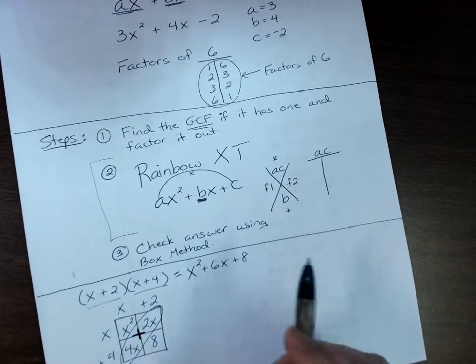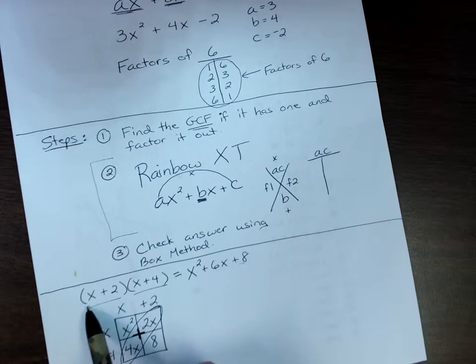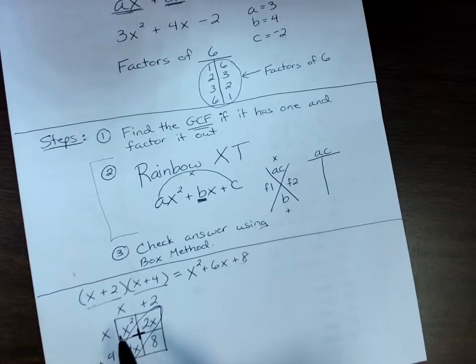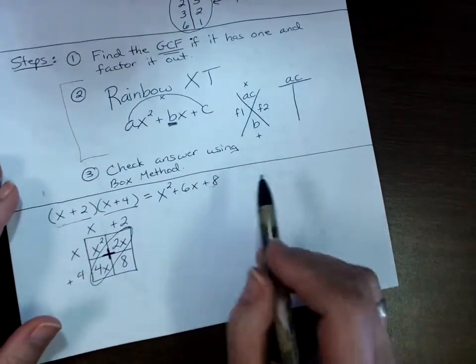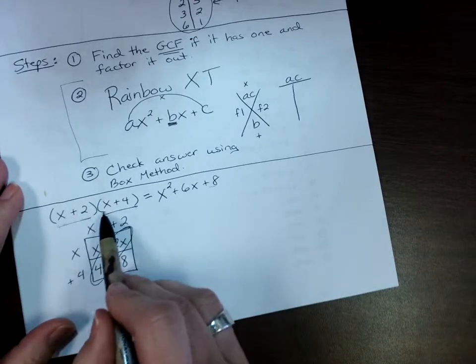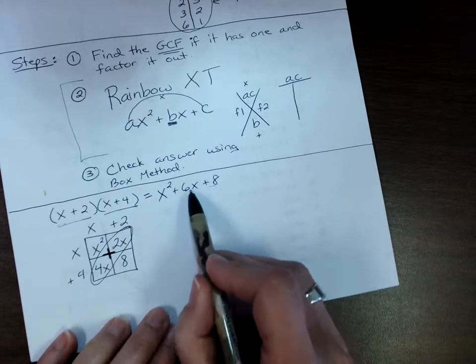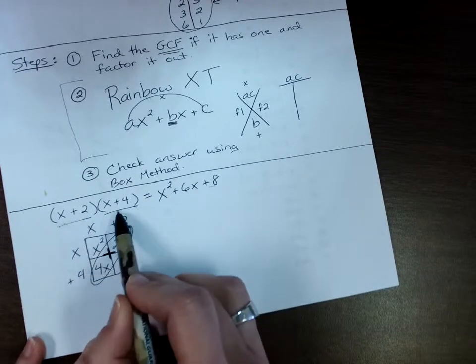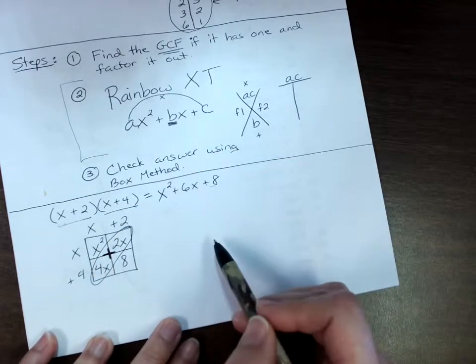Well, today we're going to give you the quadratic trinomial, and we're going to tell you to factor it, which means to give us these two little parentheses and what's inside of them. So we're going to do that by using the rainbow XT method. So let me move this up a little bit. I know that you already know the factors of this because I gave you the factors. But let's just take this as an example of using the rainbow XT, okay?